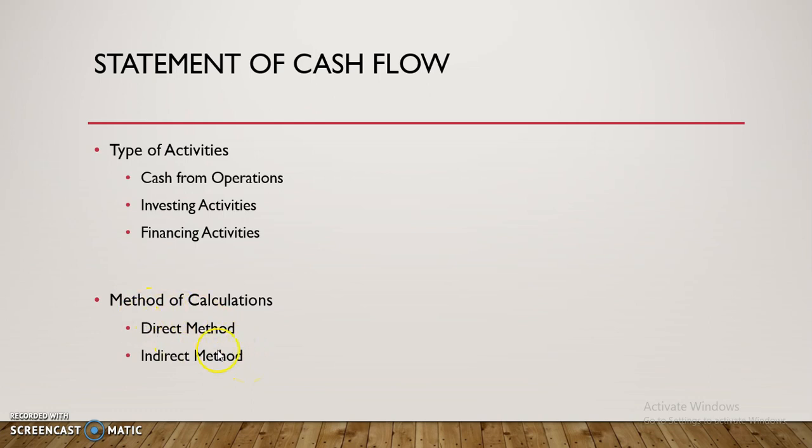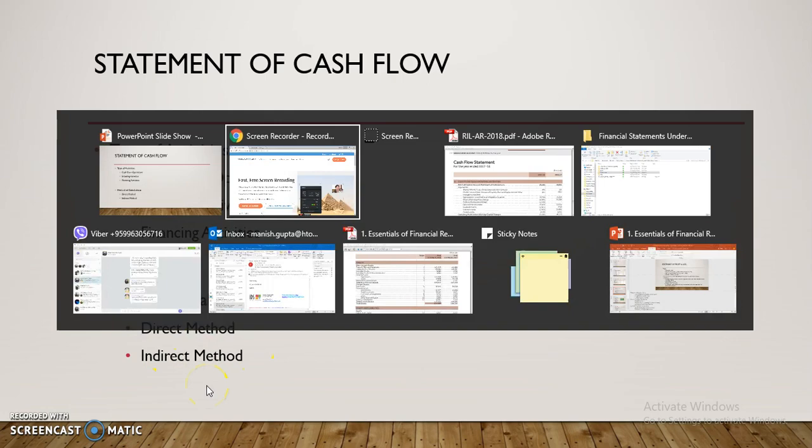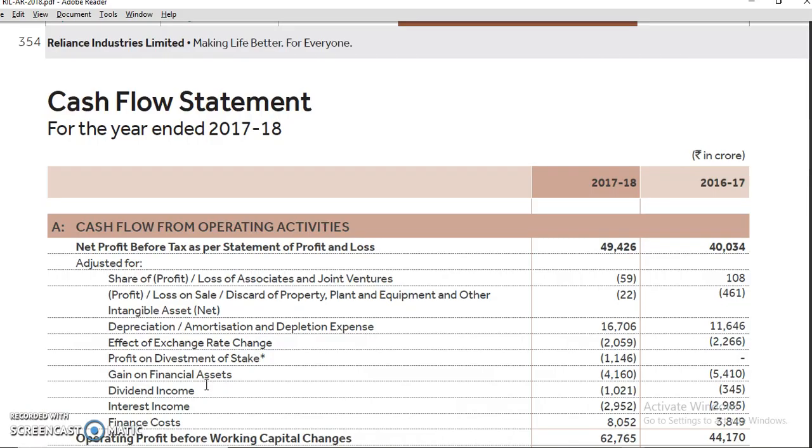The direct method is mostly used for interim financial reporting. It's a more detailed version of how the cash has been coming into and going out of the company. But the indirect method is a bit easier and easy to understand as well. So let's look at the cash flow statement now. This is the indirect method again.